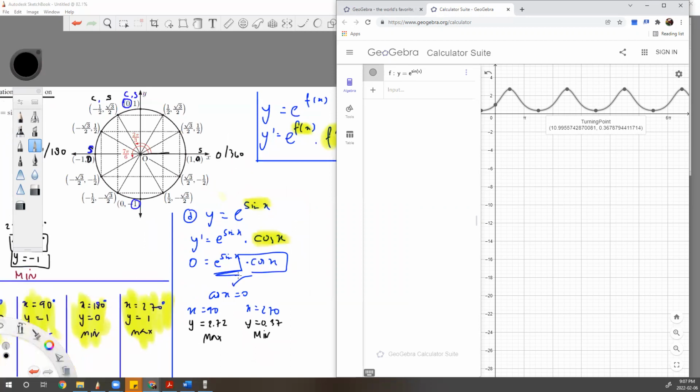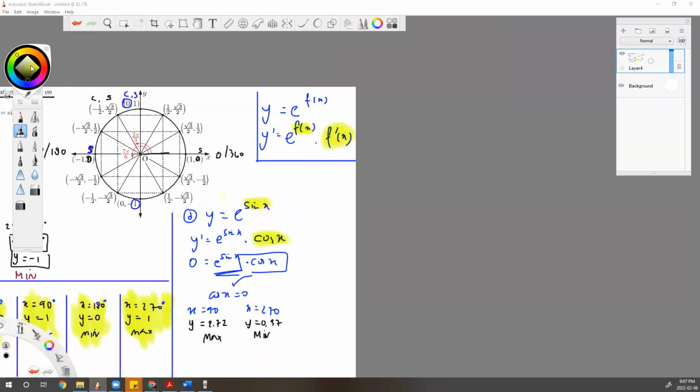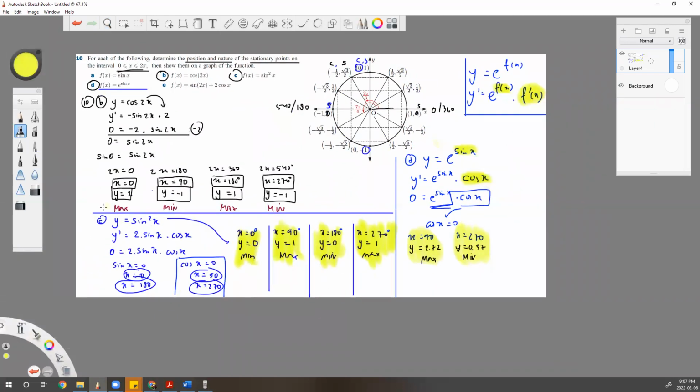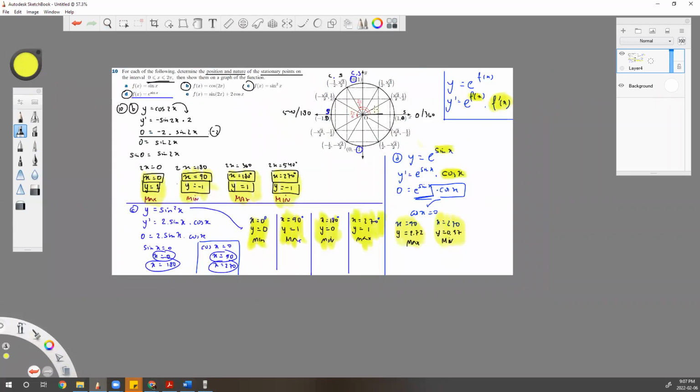Okay, so what is the answer? That's the answer here. So x and y is the point of the stationary points, and then max min is the nature, local maximum, or I think that's global. Why? Because nothing less than the minimum and nothing more than the maximum. Okay, number 10 done.